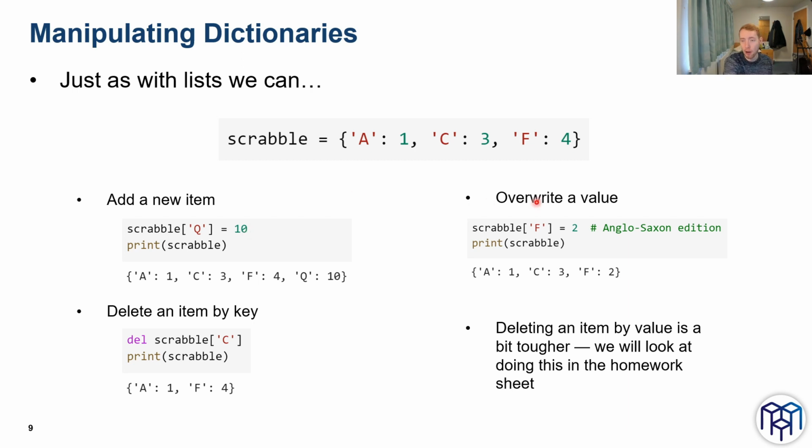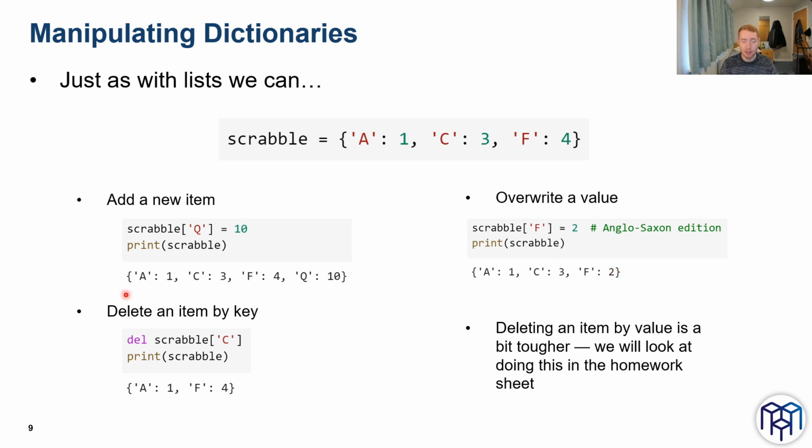And so we could also overwrite a value if one exists already. We just do the exact same as before, but we use a key that already exists. So Scrabble of F is equal to 2. This turns out to be from the Anglo-Saxon version of Scrabble. Didn't know that existed, but it does. And in that game, F has a value of 2. And so we overwrite that with a value of 2 here.